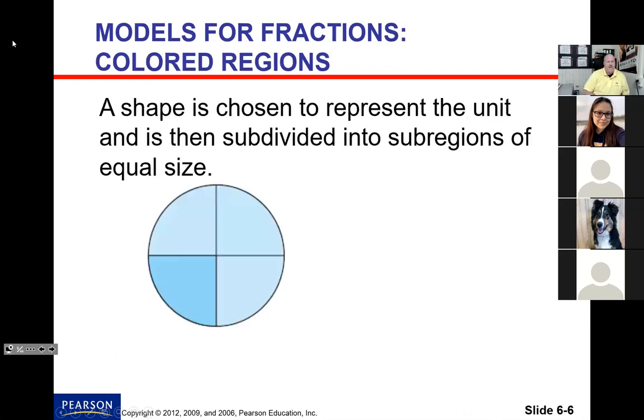So here we go. Let's pick a shape here. There it is. There is our whole thing. That's our whole unit. How many parts is this divided into?